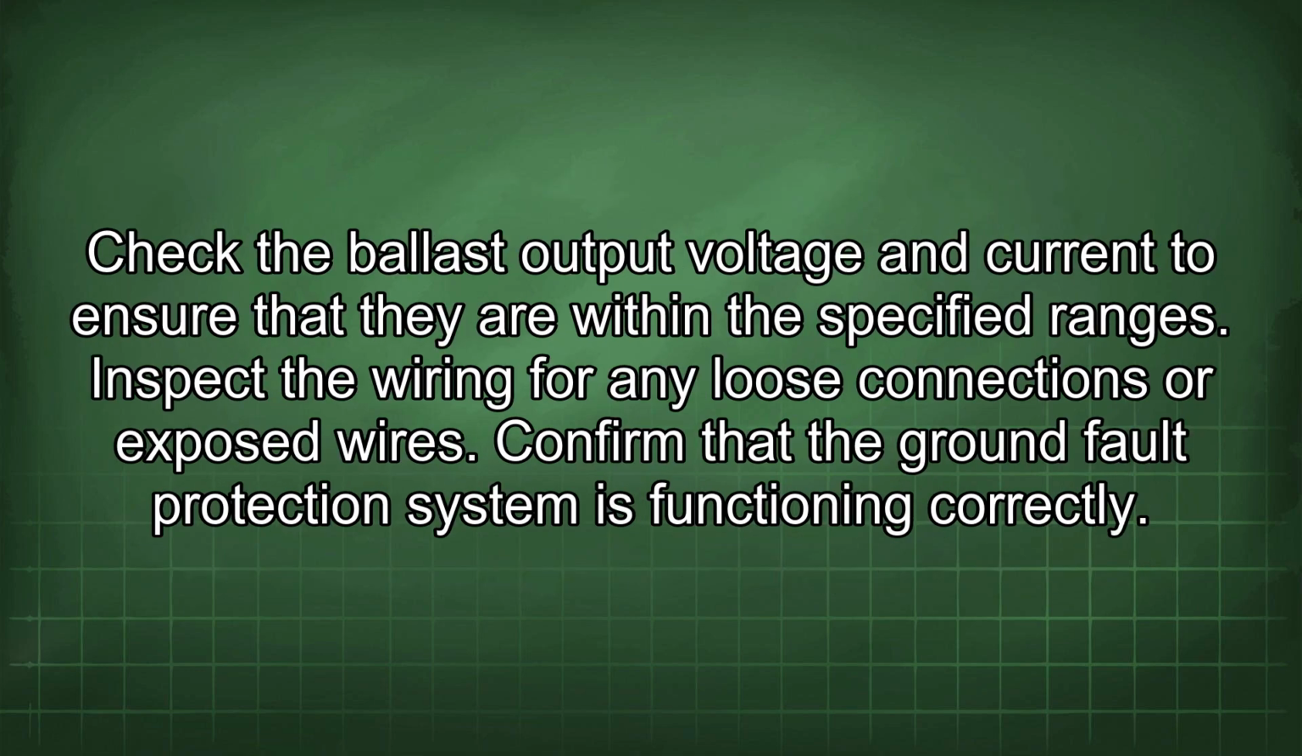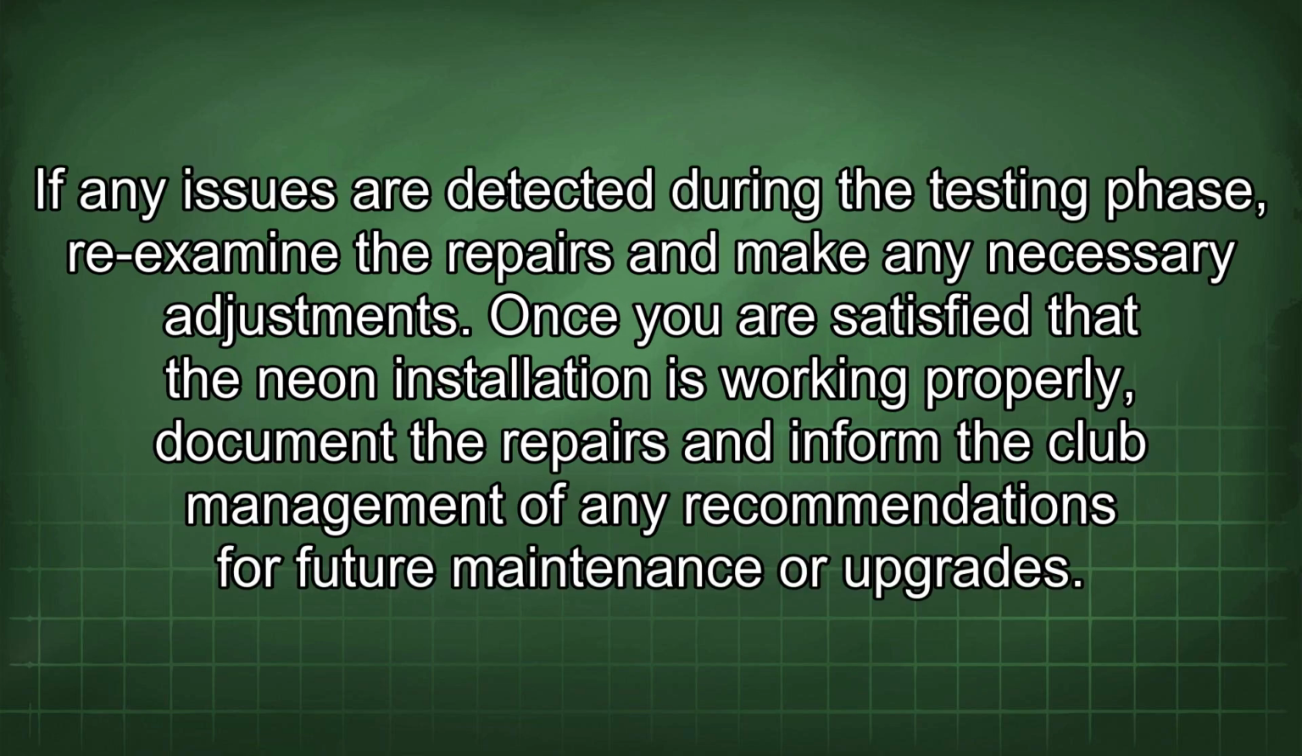Check the ballast output voltage and current to ensure that they are within the specified ranges. Inspect the wiring for any loose connections or exposed wires. Confirm that the ground fault protection system is functioning correctly. If any issues are detected during the testing phase, re-examine the repairs and make any necessary adjustments. Once you are satisfied that the neon installation is working properly, document the repairs and inform the club management of any recommendations for future maintenance or upgrades.